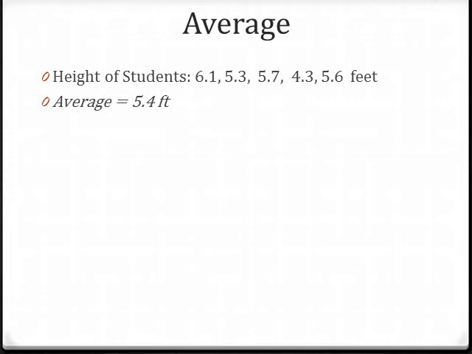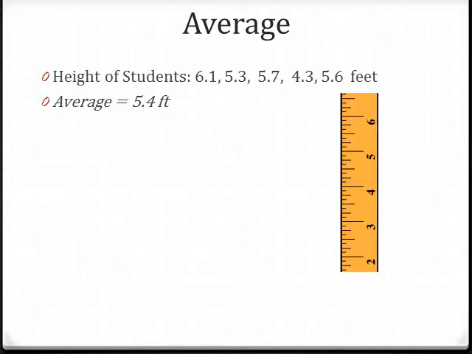Now, usually what you're doing is measuring the same value over and over again. In this case, however, in my example here, I'm just going to have you measure a bunch of different students, and we're going to find the average height of all the students. I'm going to show these values visually. So we measured one student at 6.1, then 5.3, 5.7, 4.3, and 5.6. And these were all their heights.